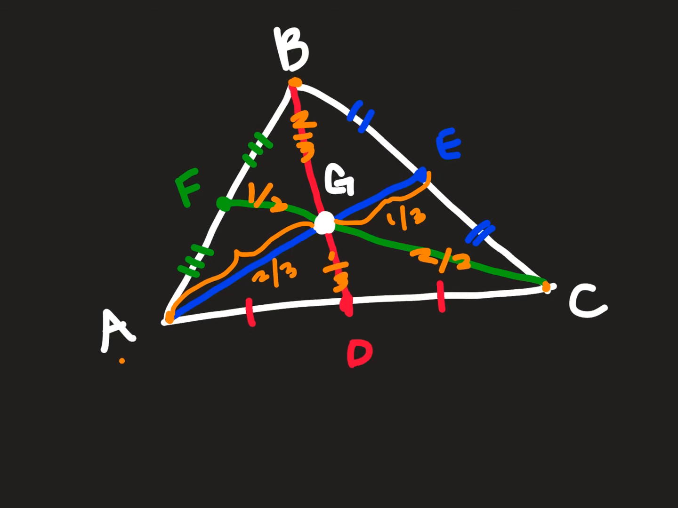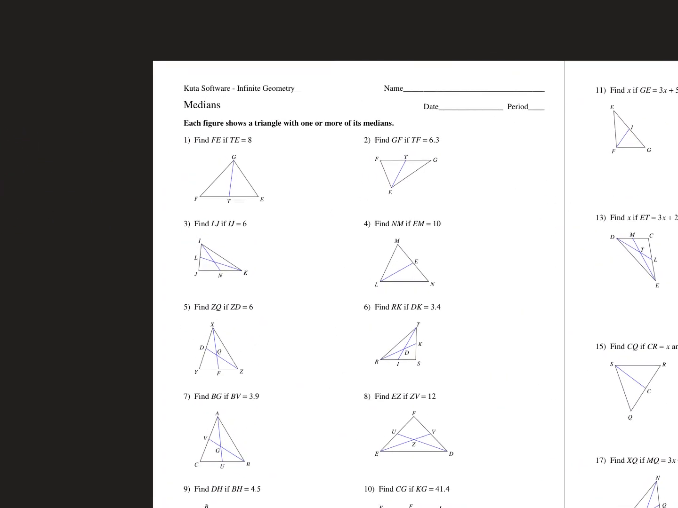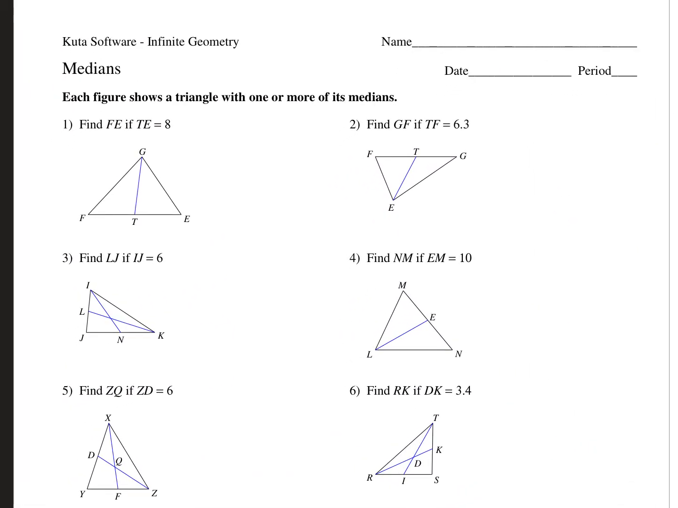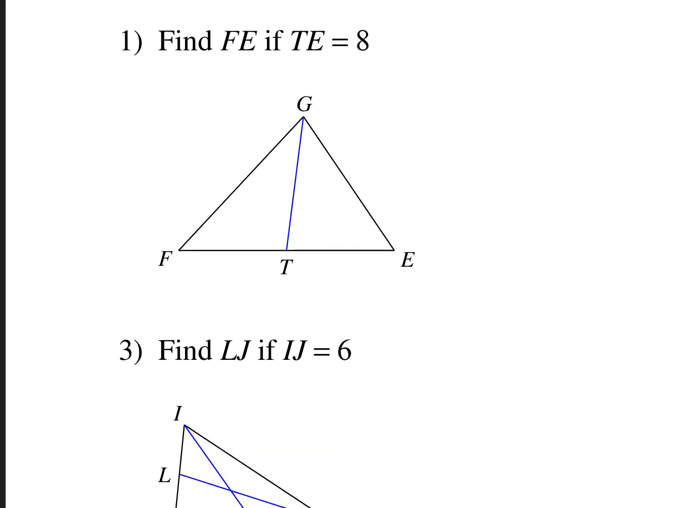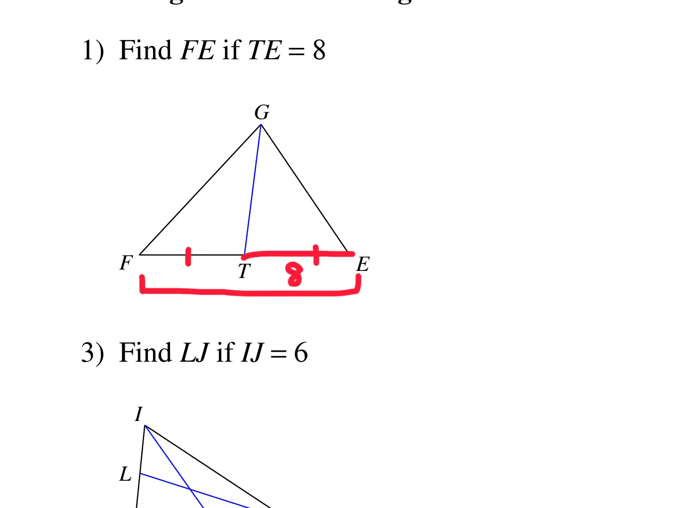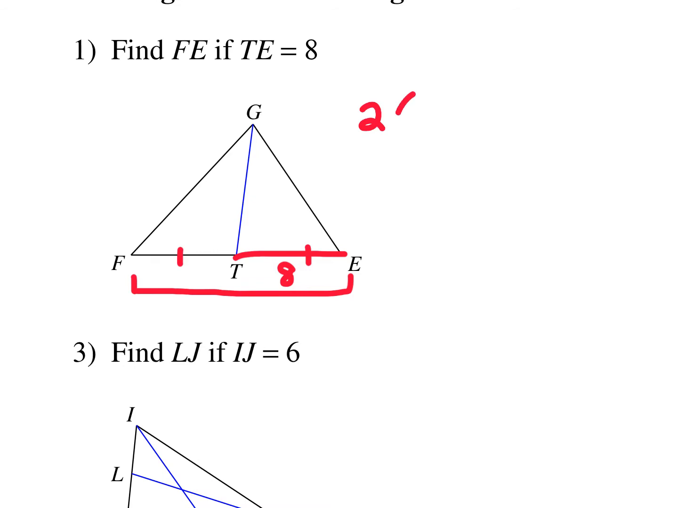Okay, so now to go to the worksheet that I left for you guys. On the front, it's pretty basic. It just gives you numbers. So for number 1, it says, find FE if TE is 8. So they gave us TE. TE is half, and that's 8. But they want us to find FE, so the whole thing. But we know that if this is a median, then this half is equal to this half. So I just have to do two pieces that are 8 long would give us 16.